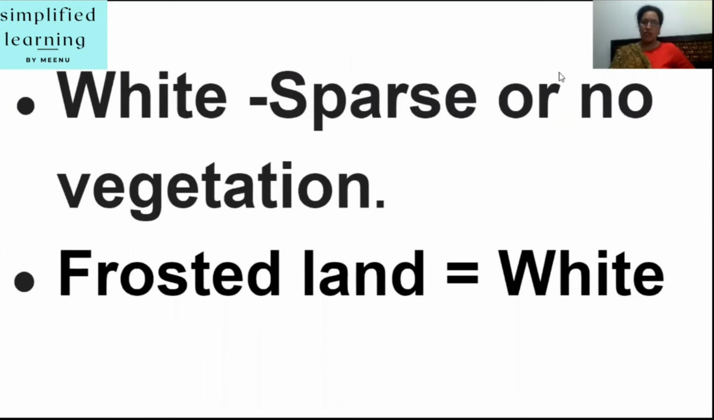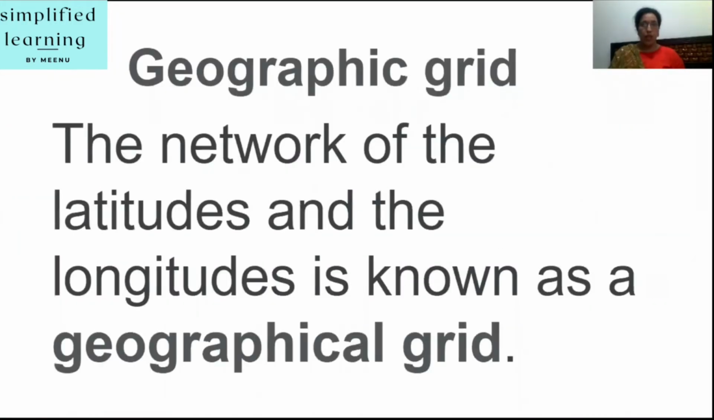Green color for lowlands, plains, coastal areas, and those built by the rivers. Then brown color for hills, mountains, plateaus. Yellow for hot deserts and white for cold deserts and snow-covered regions, as I just told you. Clear? Now, let's move to our next topic, that is the grid system.